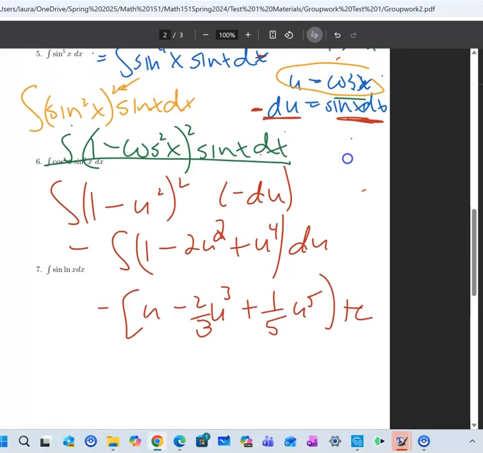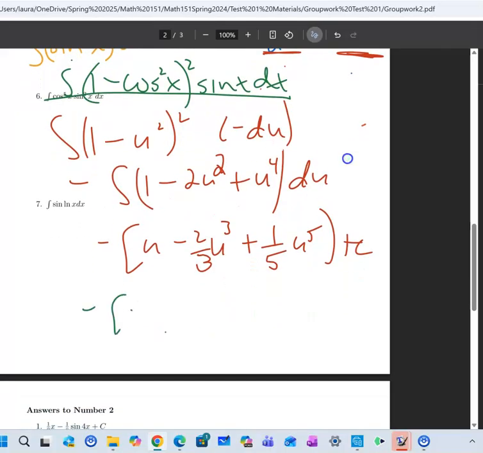And then what was the u anyway? Oh yeah, the u was cosine of x. So I will put cosine of x minus 2/3 cosine cubed plus a 1/5 cosine to the 5th x plus a c.